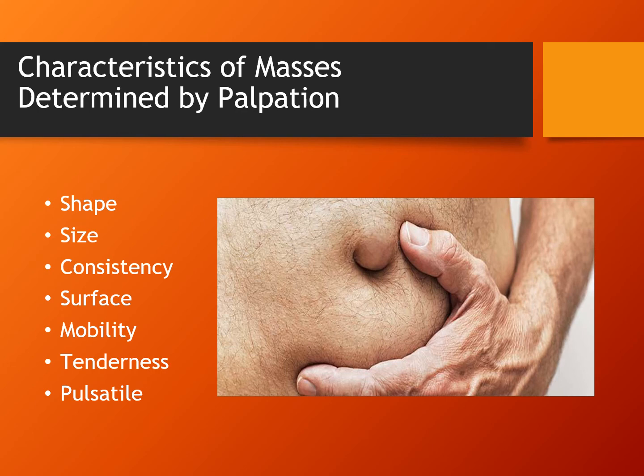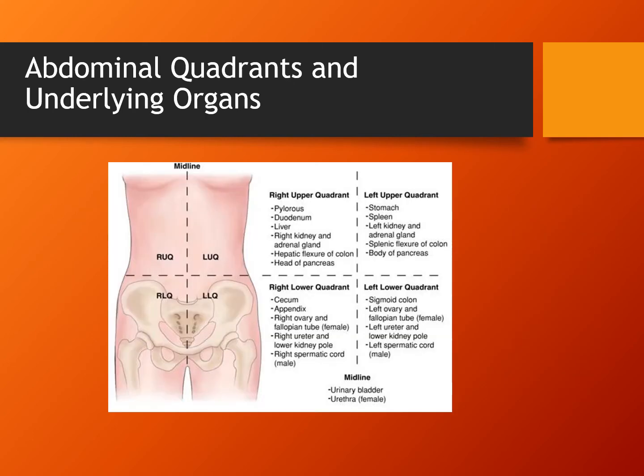Size, real important to measure. This is where you might need your measuring tape. Don't guess. Measure. Very important. Good to know: abdominal quadrants and underlying organs. Again, it's real important, and kind of fun, to know what's where in each quadrant.